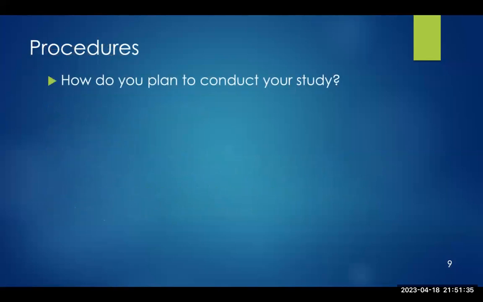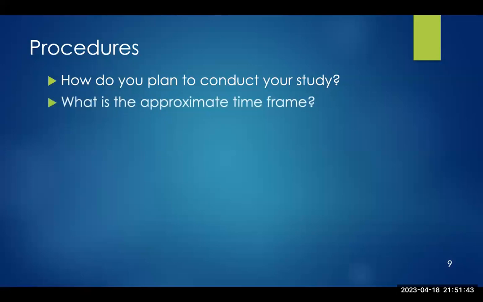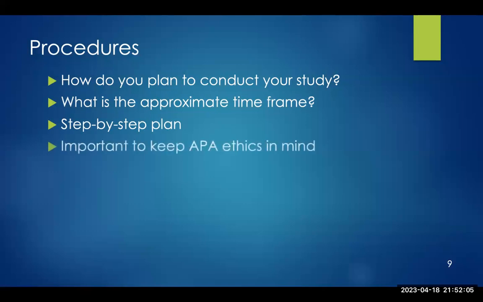Procedures. So this is almost the last step in the proposal. With procedures, you're going to describe how you plan to conduct your study. And here you're establishing to the reader that you have a solid idea of how you're going to conduct your research. It's also important to give an idea of the approximate time frame. Maybe it'll be a couple of months before you finally recruit everyone you want and finish the analysis. Just give a step-by-step plan, as it's important for the procedures. Also, keep in mind APA ethics. You do not want to do anything that is unethical to your participants.